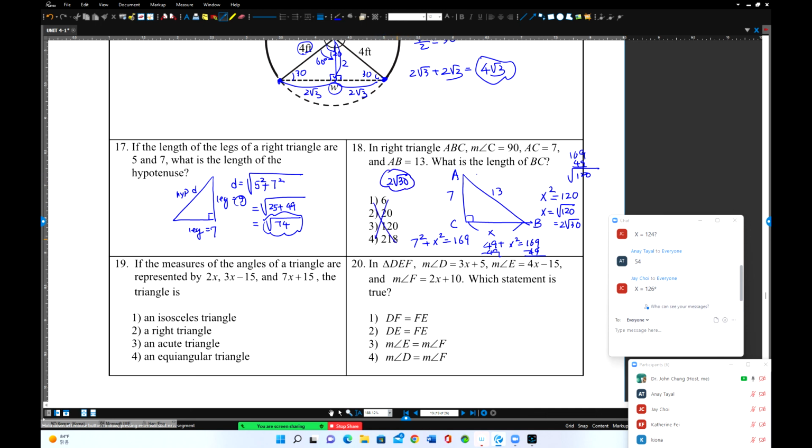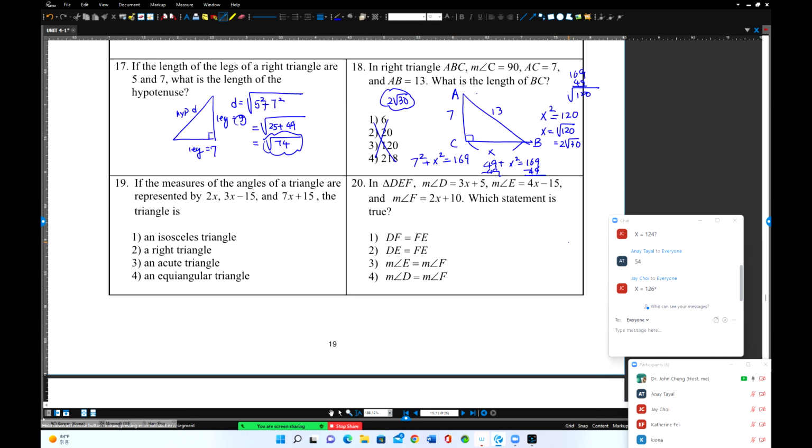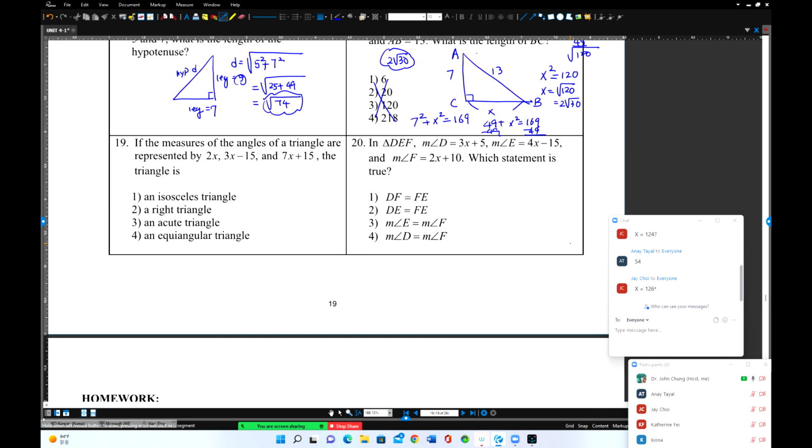So check out this one. Number 19, the measurable angles of a triangle are represented over here. What type of triangle is this one? Sum of all these is what? 180 degrees, okay? Add them all. 2x plus 3x plus 7x, 12x. Minus 15 plus 50, that is equal to 180 degrees. When you divide by 12, you can see that x equals 15.